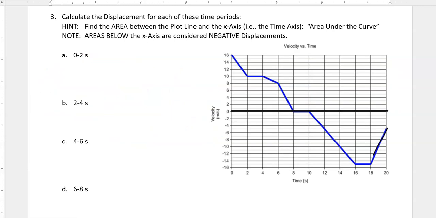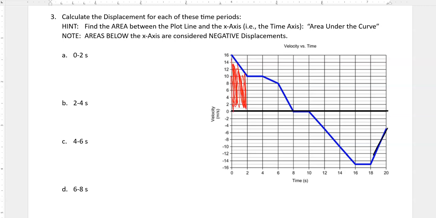Now, when we scroll to the next page, we get question number 3, which says calculate the displacement for each of these time periods. So we've already looked at the plot and calculated slopes, which are equal to acceleration, but the displacement can be also determined from a velocity plot by finding the area between the plot line, in this case the plot line is in blue, and the x-axis, which is a bold black line here. So you're looking at the areas between those. So I'm going to quickly show you in shading what that looks like.